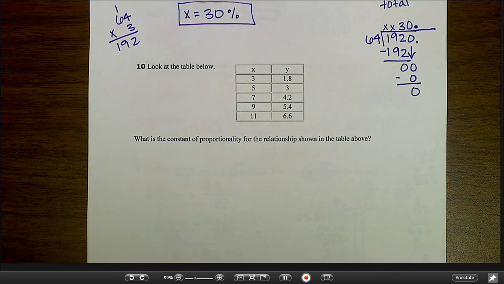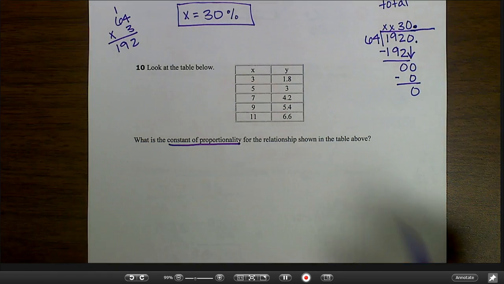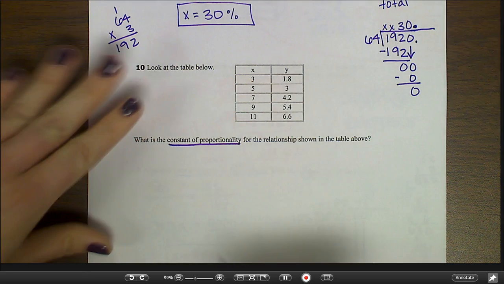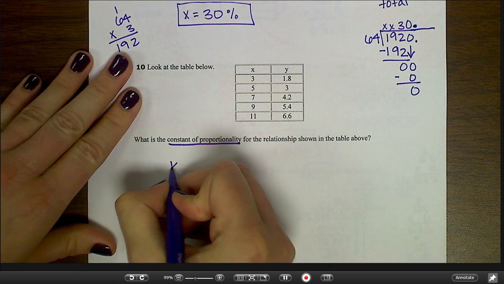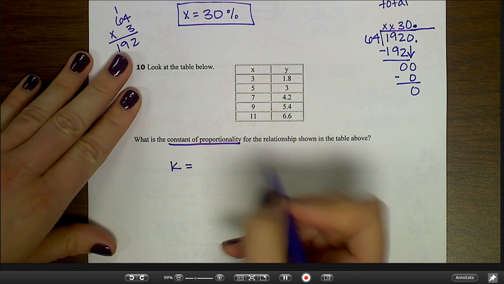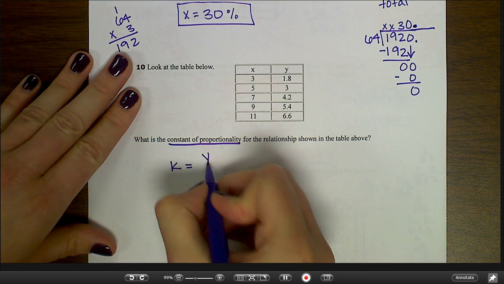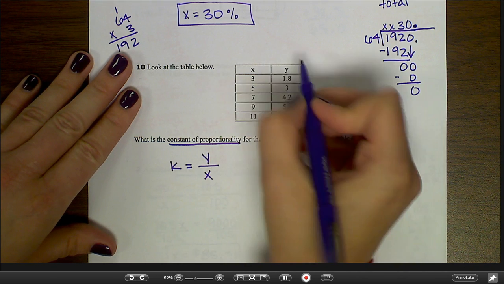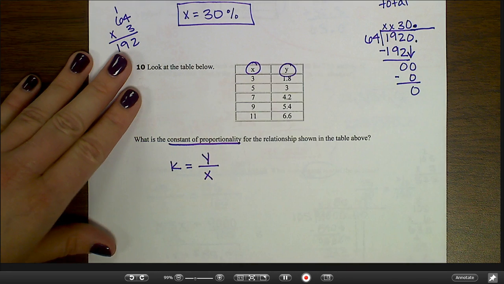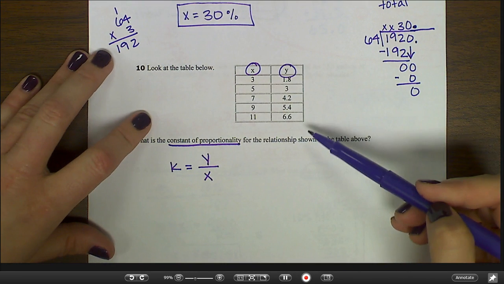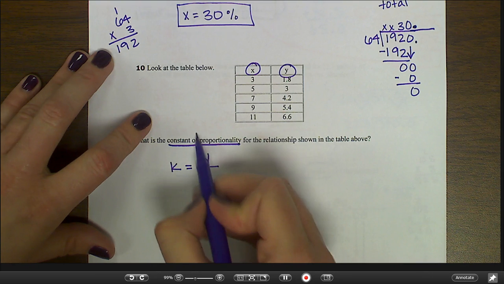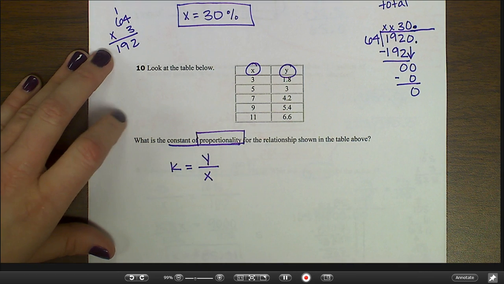Number 10, look at the table below. What is the constant of proportionality? So remember that when I'm finding the constant of proportionality, or k, that means I'm going to do y divided by x. And I can choose any one of these. Since it's a proportional relationship, any one of these is going to give me the same constant of proportionality. So I just want to use the easiest one I can think of.